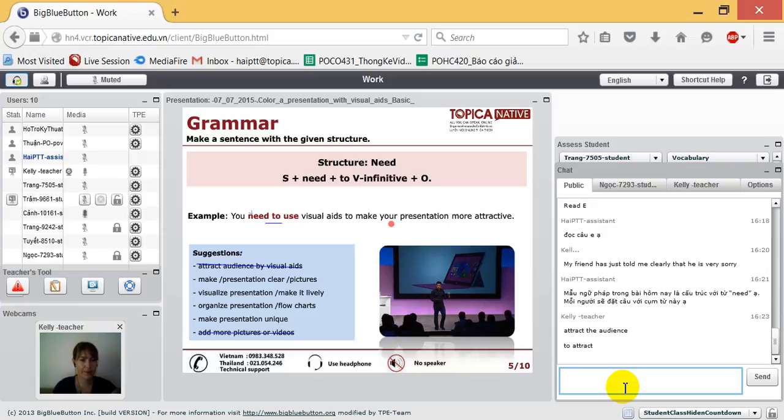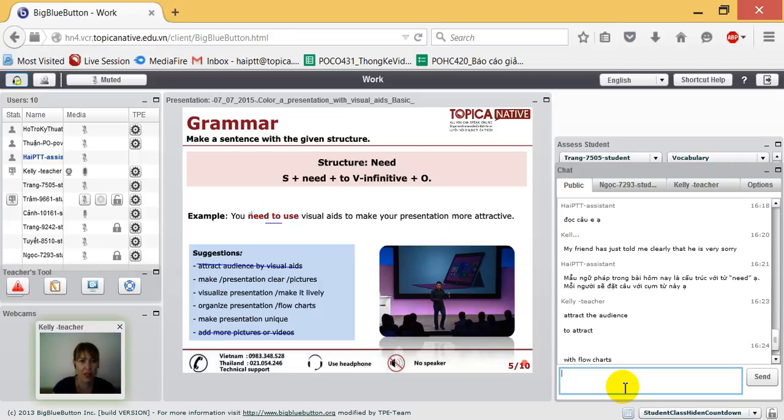I need to organize presentation to flow chat. I would probably change that slightly to say I need to organize my presentation with flowcharts. So I need to organize my presentation with flowcharts. With flowchart, yes. Yeah. With flowchart. Yeah, all right, good one. Okay, thank you, Kang.